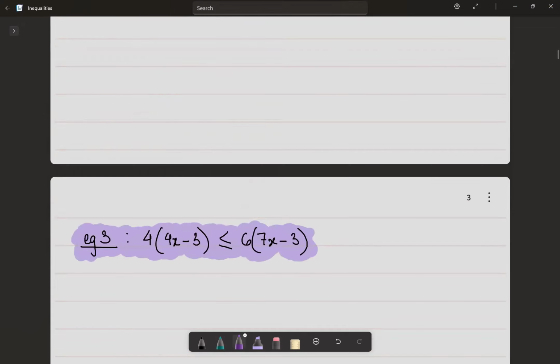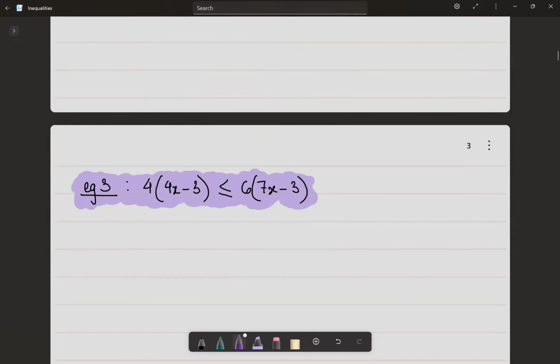In the next example, we have this kind of inequality given to us, where we can see that we have to first multiply 4 with this bracket and then 6 with this bracket on the right hand side. So 4 into 4 is going to give us 16x, minus 4 into 3 is 12, is less than or equal to 6 into 7, which is 42x, then minus 6 into 3 is 18.